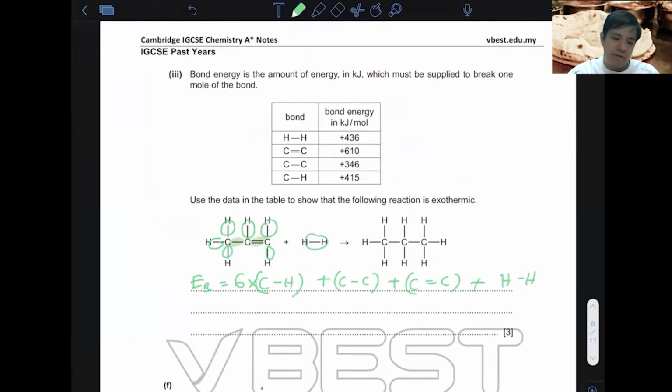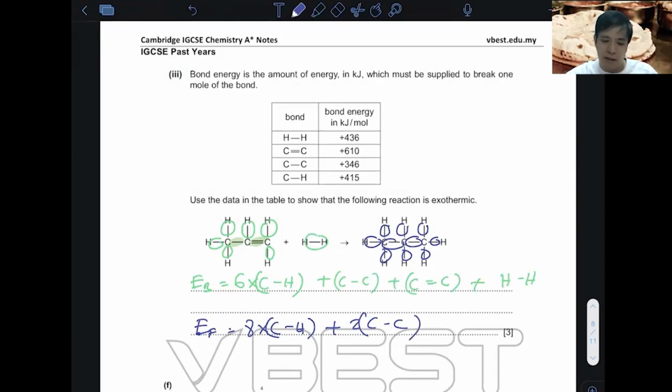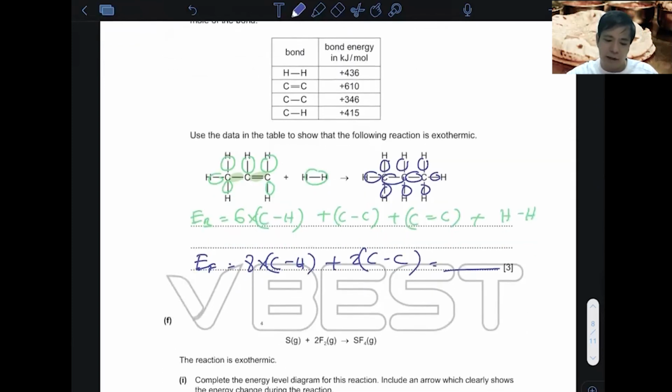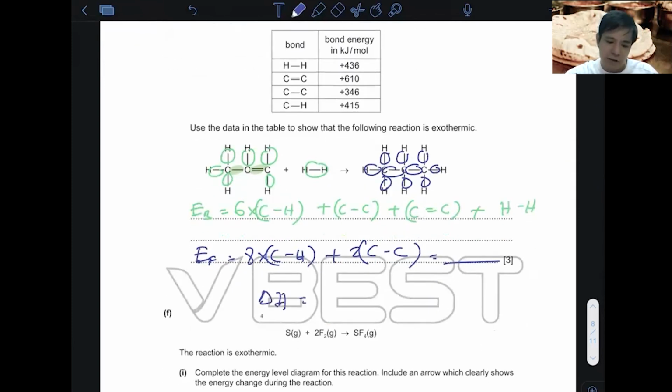Then after that, the energy for forming. So you form it back. So you see 1, 2, 3, 4, 5, 6, 7, 8. So 8 of this C-H plus 2 of this C-C. Then you get it. Then you minus, so delta H is this minus that. So this is more steps. So I remind you again, guys, the one in the middle you need to count. So don't lose marks on this.